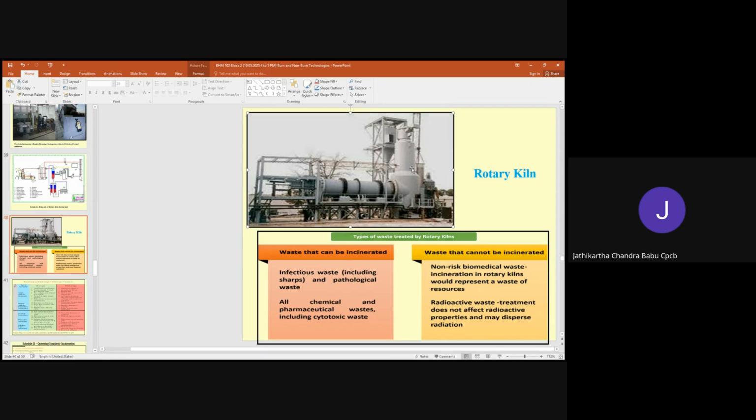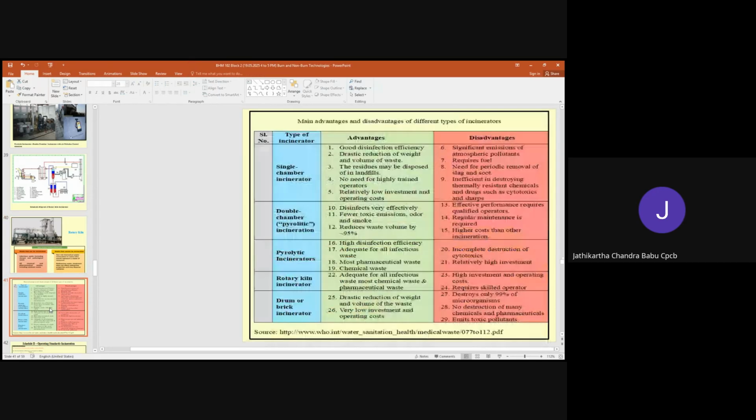This is the rotary kiln. The rotary kiln is preferred for treatment of a huge quantum of waste, and we can operate it for 24 hours when compared with the conventional incinerator. The rotary kiln is preferred when the quantum of waste to be treated is high. Therefore, you can ensure complete destruction of the waste if you adopt the rotary kiln.